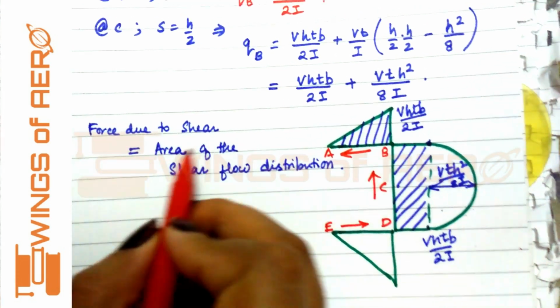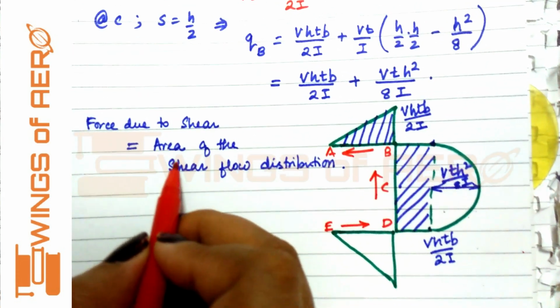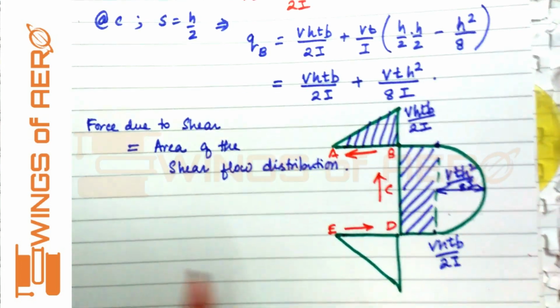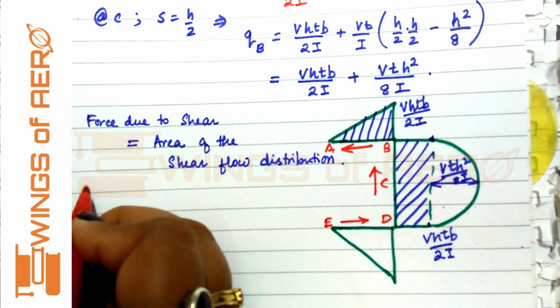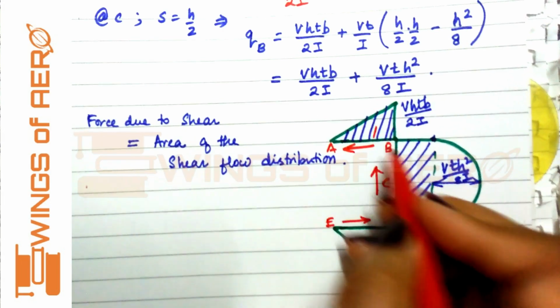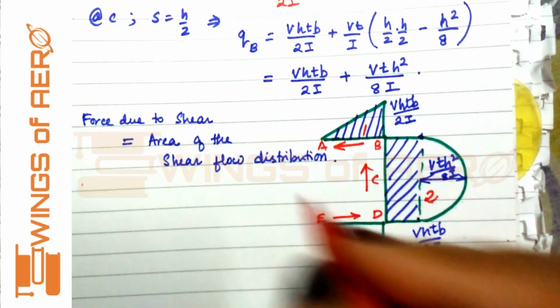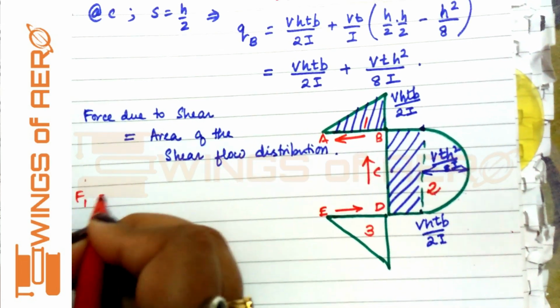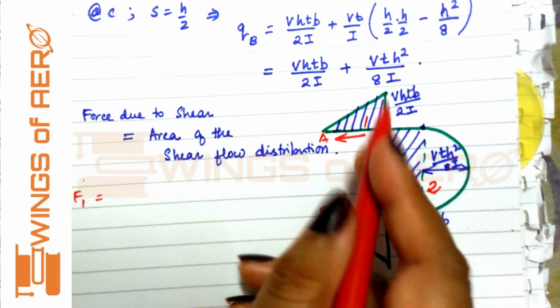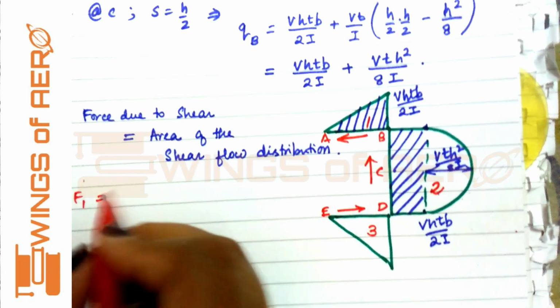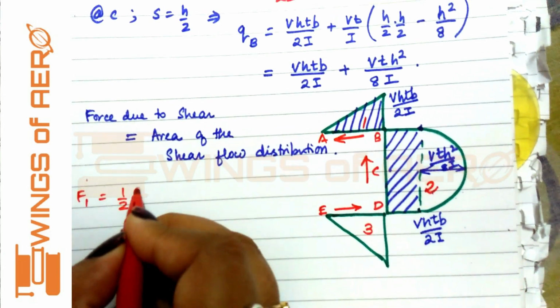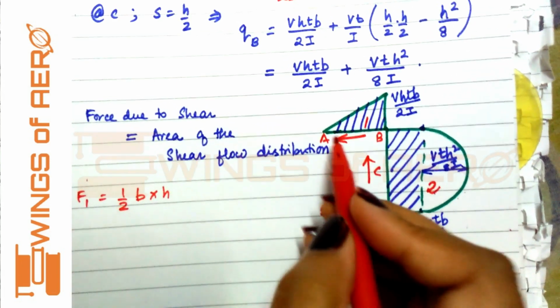The force due to shear is equivalent to the area of the shear flow distribution. Now let's consider this region as 1, this region as 2 and this one as 3. Now let's find out F1. What is F1? F1 is like a triangle. So what is the formula? Half B into H.